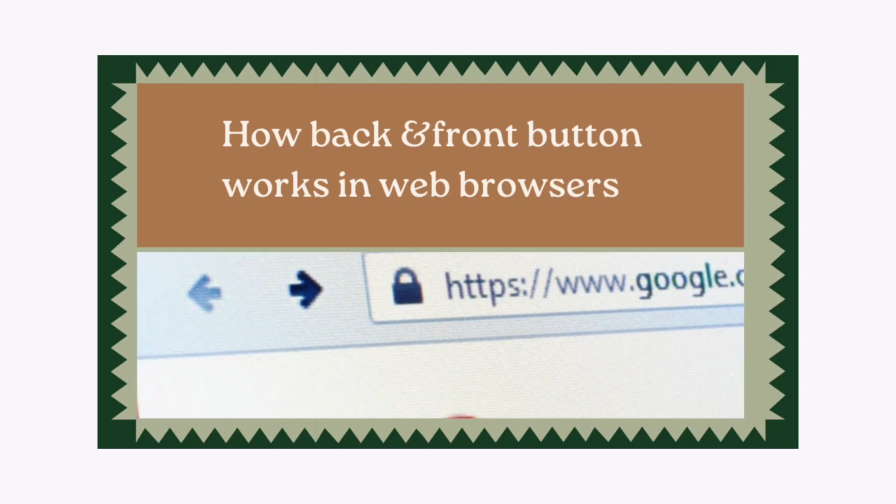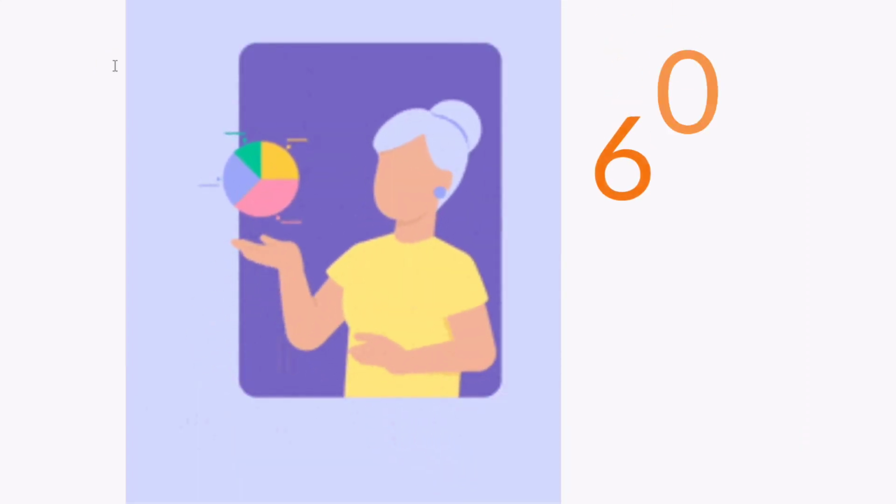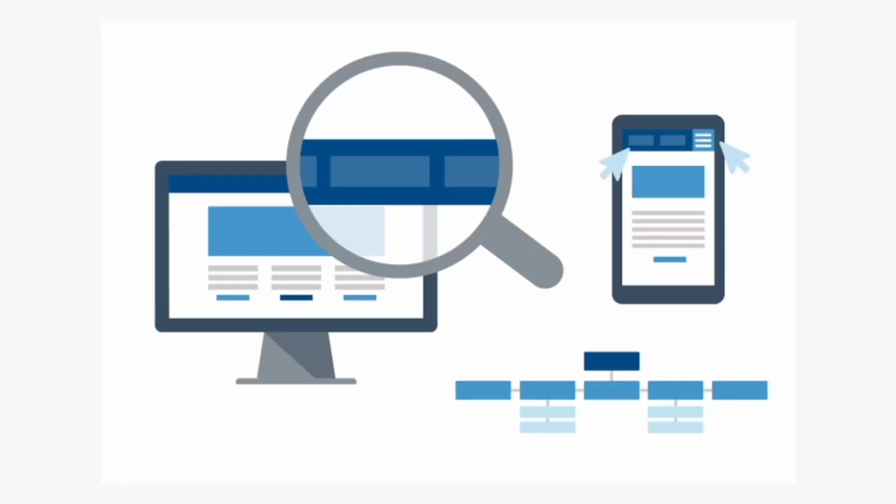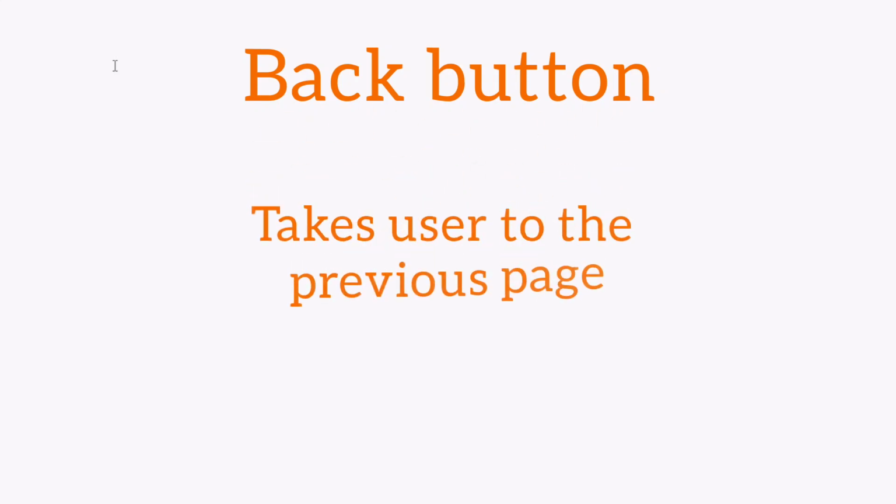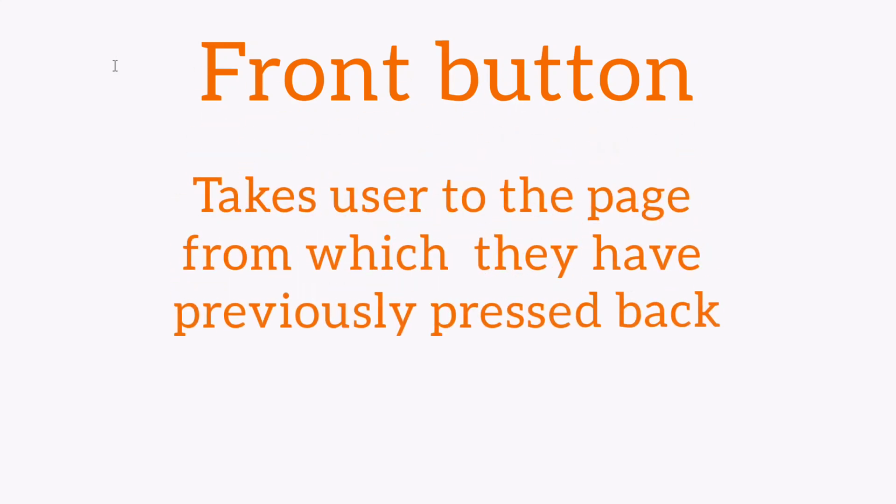Let's get started. Do you know that 60% of the web users use the back button for their navigation around the web? 60% is really a huge number. And the functionality of the back button is to take the user to the page which he or she has previously visited. The front button comes into picture only when the back button has been pressed at least once. The functionality of the front button is to take users to the page from which they have previously clicked the back button.